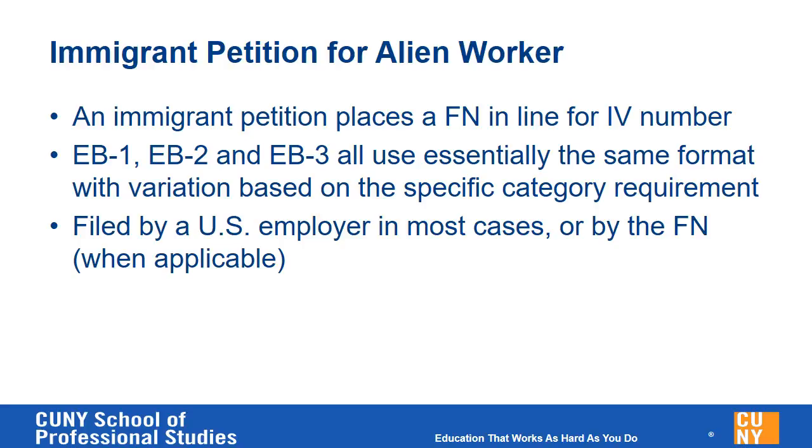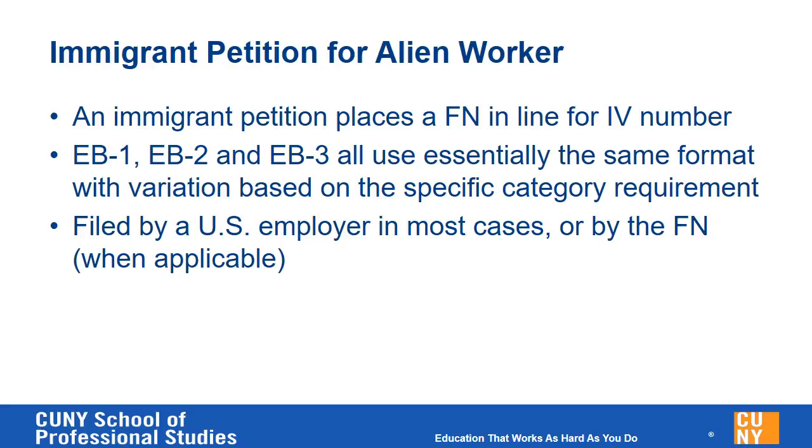The immigrant petition is the instrument that places the foreign national in line for an immigrant visa number. So once the adjudication is complete, the person should know where they are in line for the green card or for the immigrant visa number. Now, EB1, EB2, and EB3 use similar formats, and types of evidence are required in order to establish eligibility.